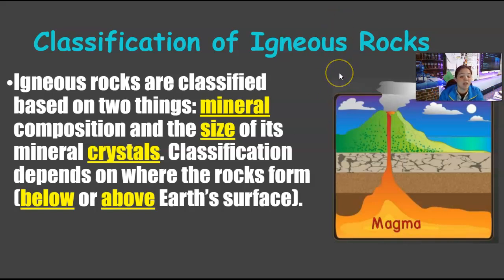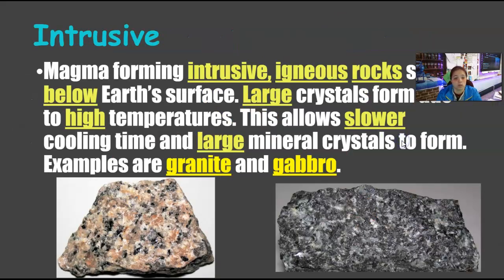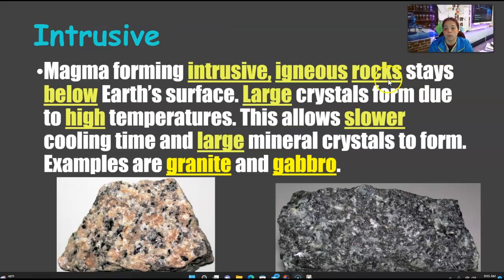Classification also depends on where the rocks form. Are they formed below Earth's surface or above Earth's surface? So, getting on to that, we have words for the inside and outside. Intrusive means inside: magma forms intrusive igneous rock. It stays below the Earth's surface. Large crystals form due to high temperatures.